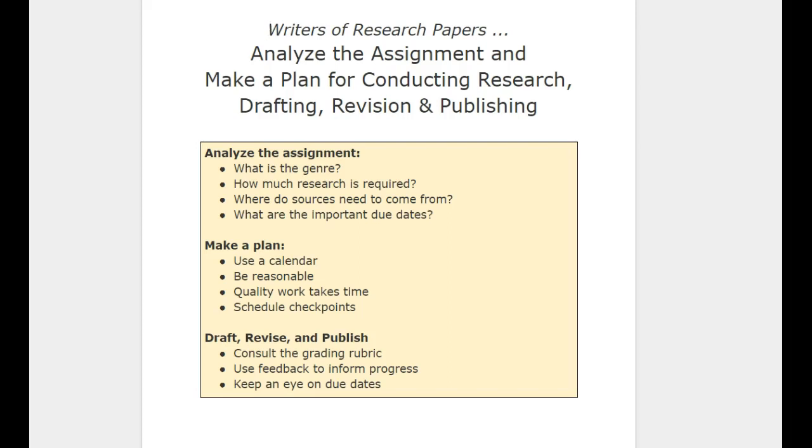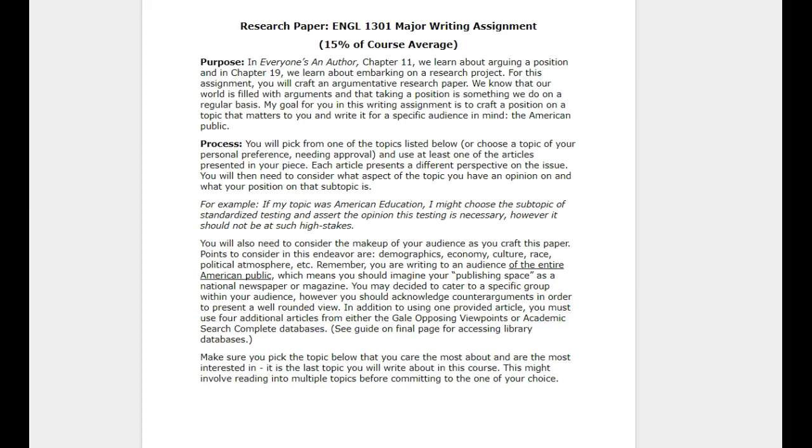As you move to drafting, revision, and publishing of your paper, it's important that you consult your grading rubric, that you use feedback to inform your progress, and that you keep an eye on important due dates. Let's look now to the research paper assignment sheet to start answering some of these questions in our first Analyze the Assignment category. Our first question is, what is the genre of the assignment?